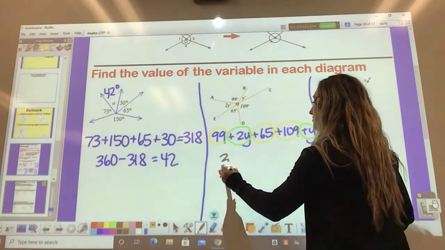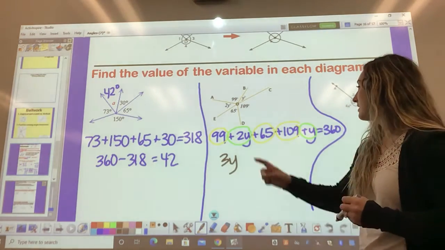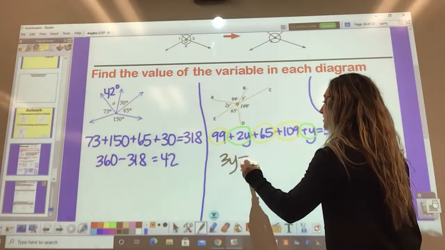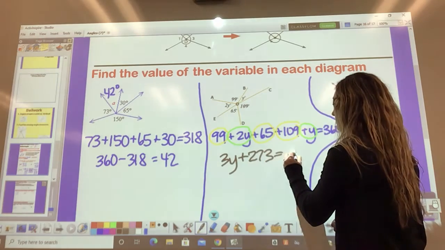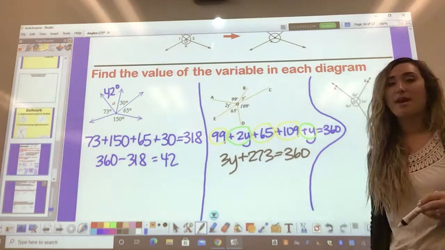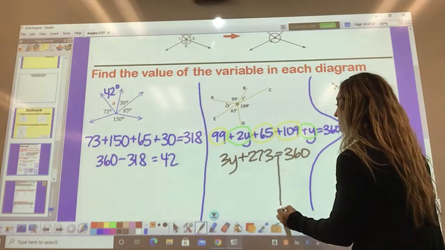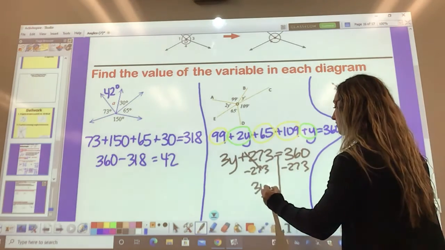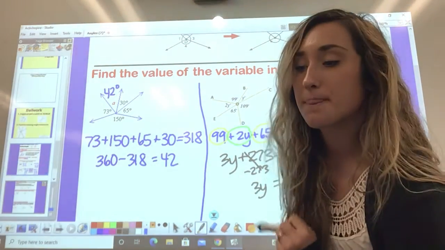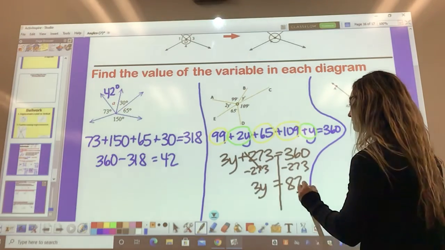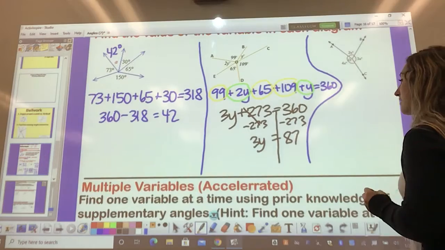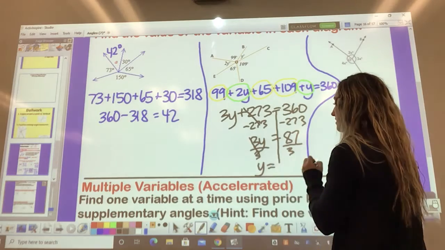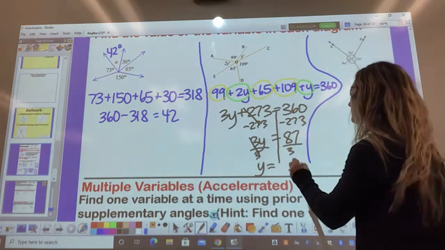And when I do that, I get 3y, 2 plus 1y is 3y, and then 99, 65, and 109 add up to 273. And then that's going to equal 360. And now we have a more manageable equation that we can solve. Subtract 273 on both sides to get 3y equals 87. And then from there, divide both sides by 3 to get y equals 87 divided by 3 is 29.